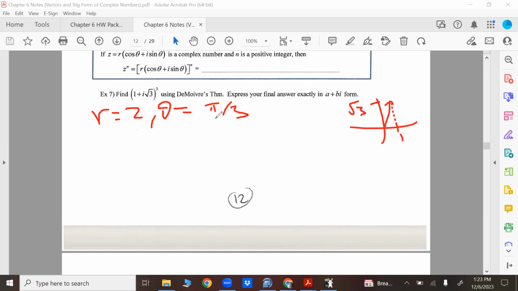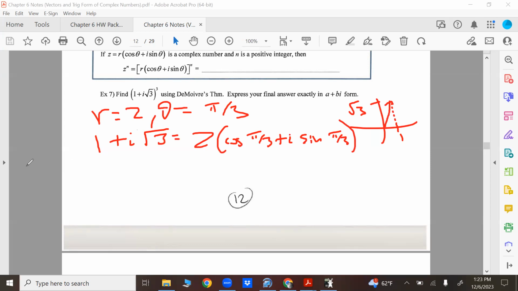Can I clarify how we got r? A squared plus b squared, square root. You have 1 squared plus root 3 squared, 1 plus 3, root it, 2. Okay, so here's what we're going to do. 1 plus i root 3 is 2 parentheses cosine pi over 3 plus i sine pi over 3.